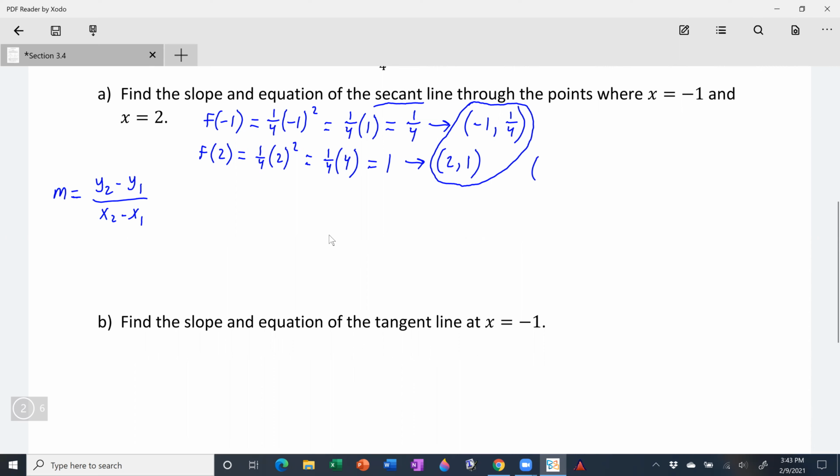And so we could say that this one is the x2 and the y2, and this one is the x1 and the y1. We can work out the slope formula, which is really just that average rate of change formula. So y2 minus y1 is 1 minus 1/4, divided by x2 minus x1, so that's 2 minus -1. A little bit of a hassle here. 1 minus 1/4, I guess that's 4/4 minus 1/4, so we can write it as 3/4 divided by 2 plus 1, so that's 3.